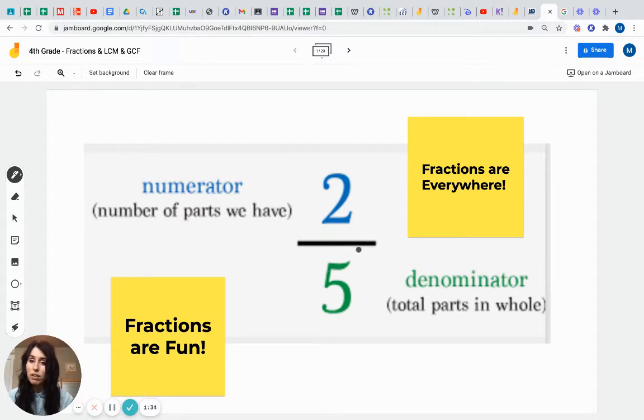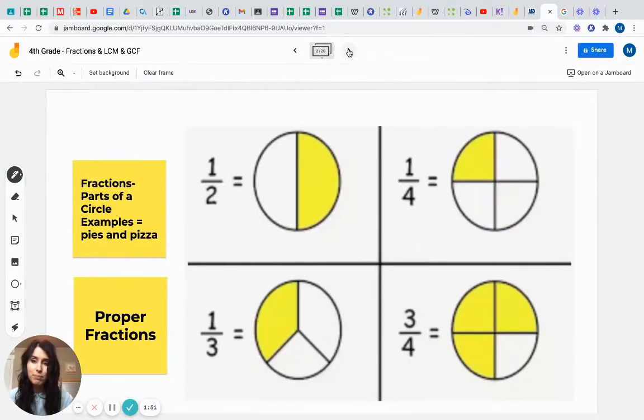And then you have the line, and then you have the number on the bottom called the denominator. Can you say that with me? Denominator. And that tells you the total parts in the whole. So far, so good? I hope so. Let's learn some more. As you've noticed from this lesson, it's all about fractions and how fractions are everywhere around us.